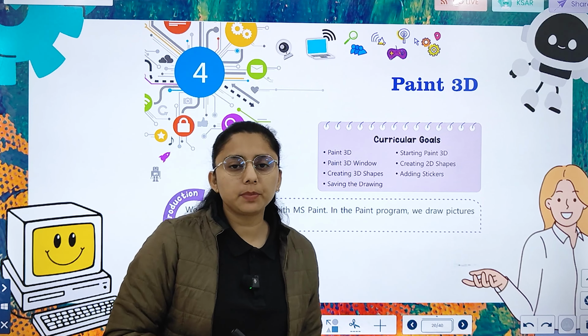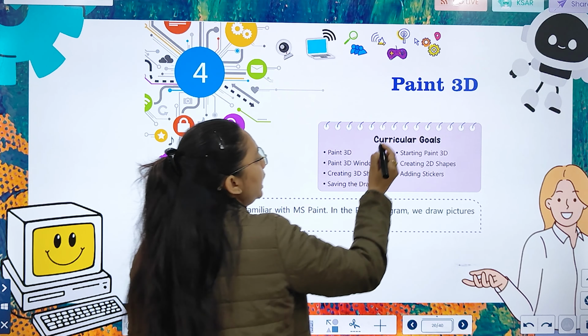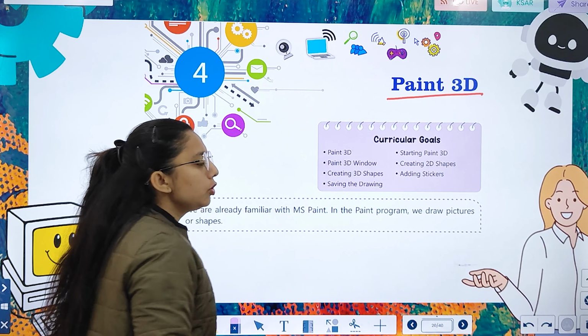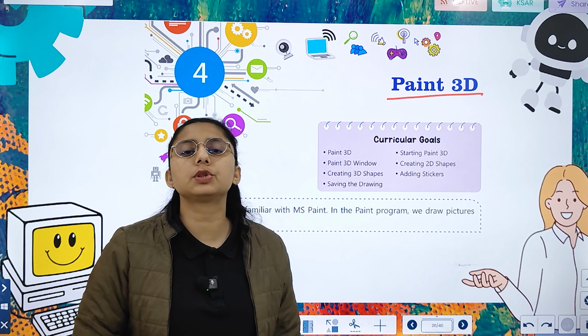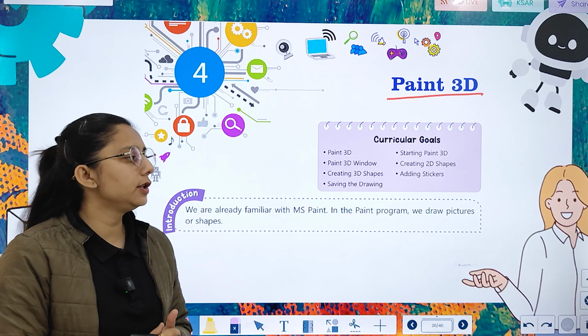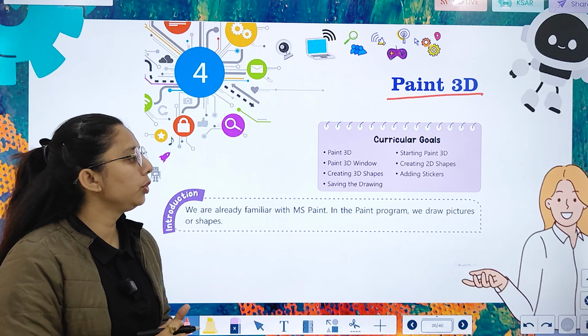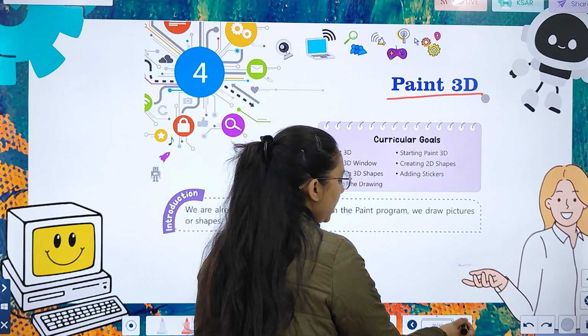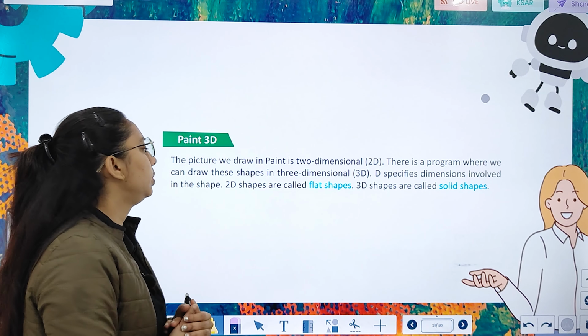Let's start with chapter number 4, Paint 3D. In this chapter, I will tell you about Paint 3D, how to start it, and its window. I will show you over here how to create 2D shapes, how to create 3D shapes, and how to add stickers, right? So we are already familiar with MS Paint, where we draw pictures and color them. Here I will tell you about Paint 3D.